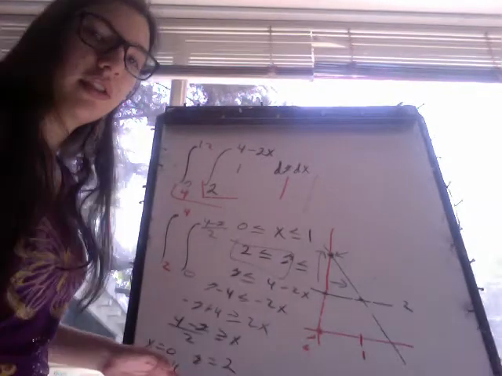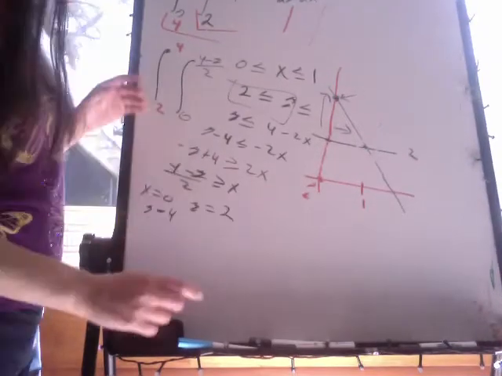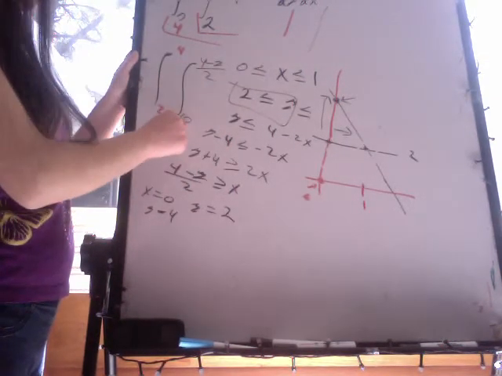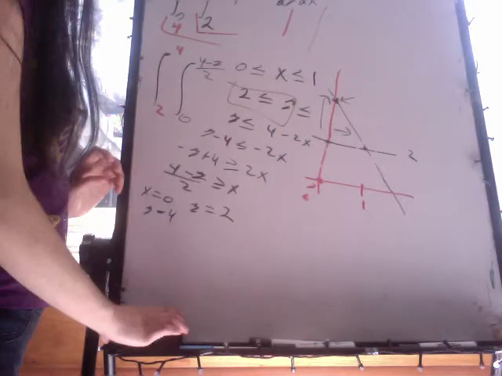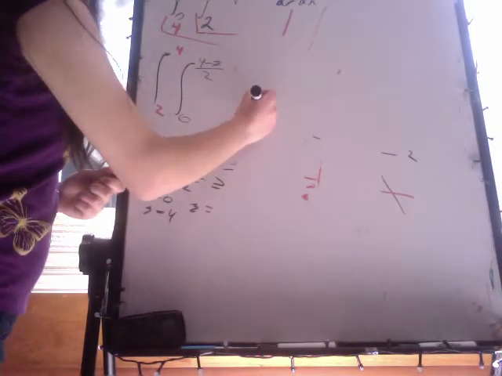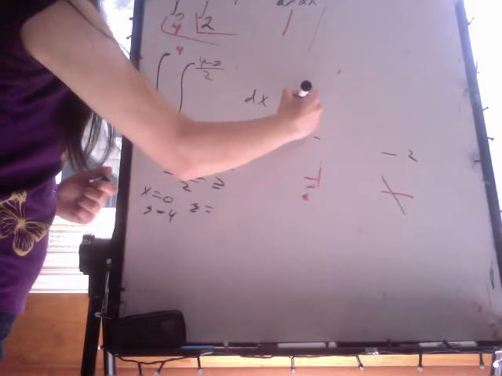And the answer was the integral from 2 to 4 of the integral from 0 to (4 minus y) divided by 2, dx dy.